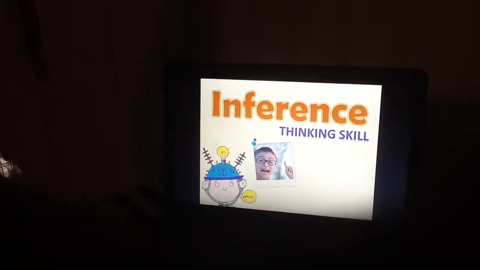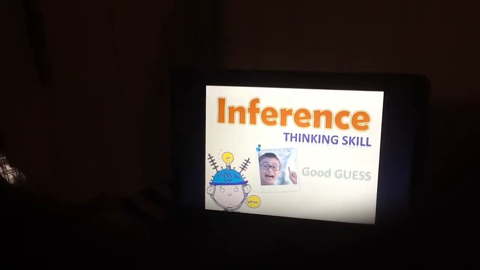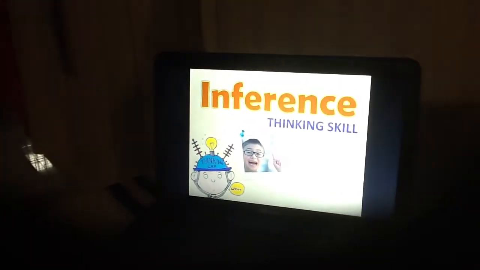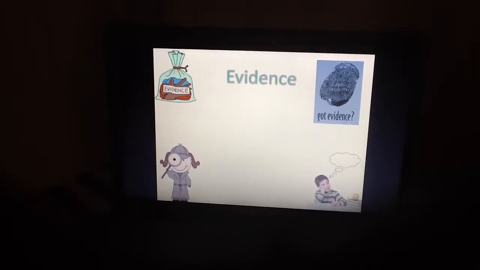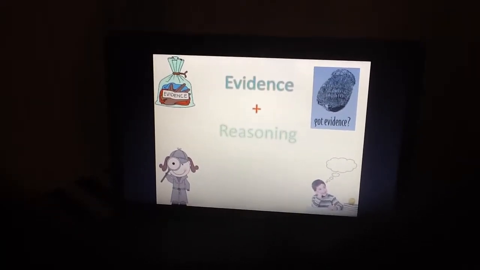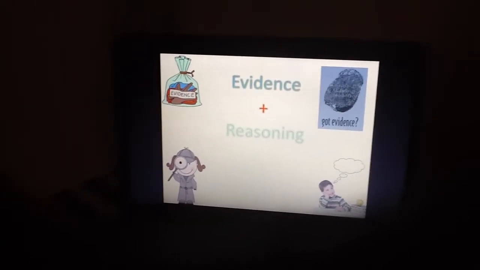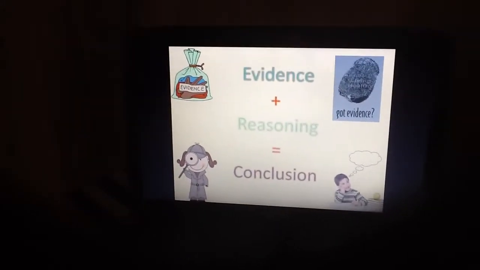So inference is making a good guess, one of the most valuable scientific thinking skills you can have, and it means to make a good guess about why something happened. As you can see, the boy is thinking, it seems like the boy has a good idea, and this boy is thinking too. So what are the components of inference? We need reliable evidence plus reasoning. You need to think of the reasons why something happened, plus the physical evidence that you have, and that will give us a conclusion.